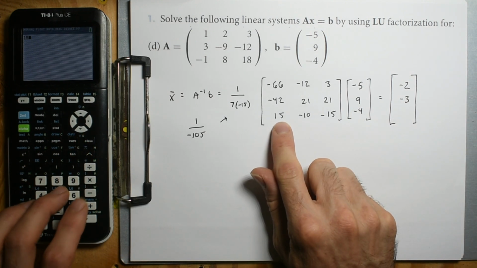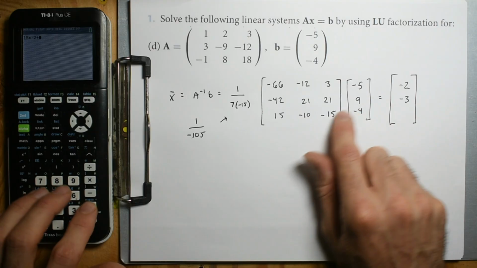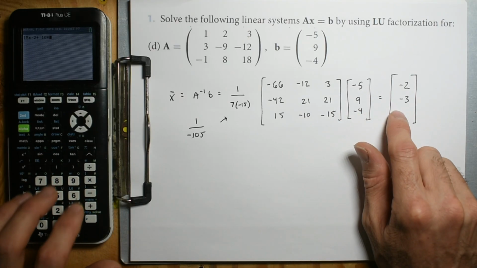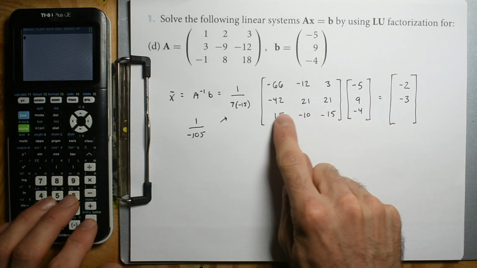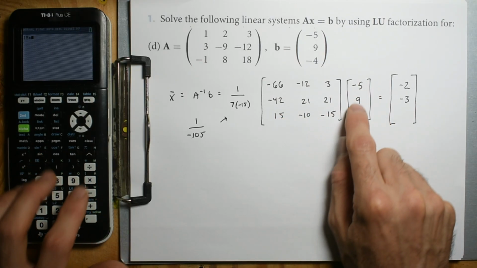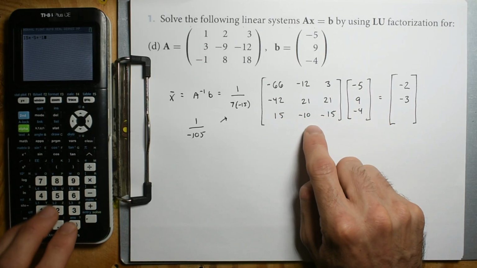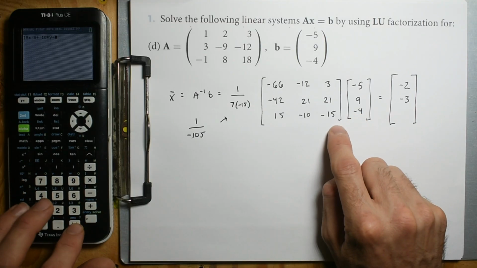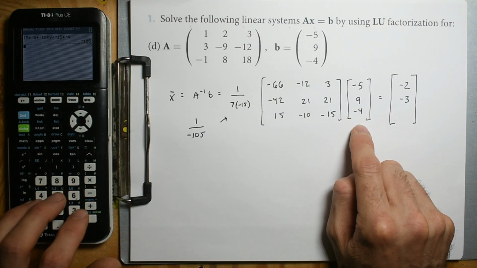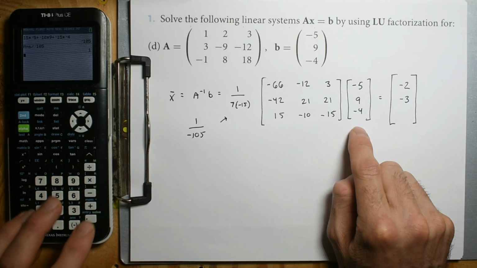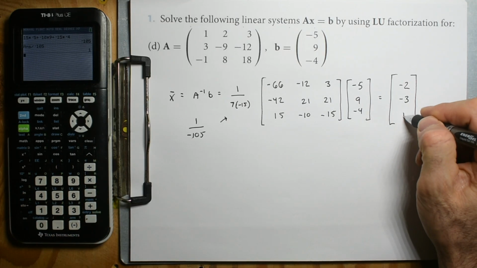Cool. This row, 15 times negative 2 plus negative 10 times negative 3. Oops, I don't know what I'm doing. It's this row and this column: 15 times negative 5 plus negative 10 times 9 plus negative 15 times negative 4. Okay, and then divided by negative 105, that's 1. Alright, so it seems like we're good to go.